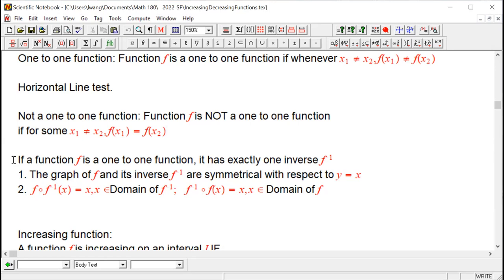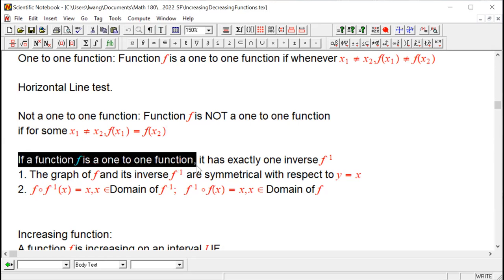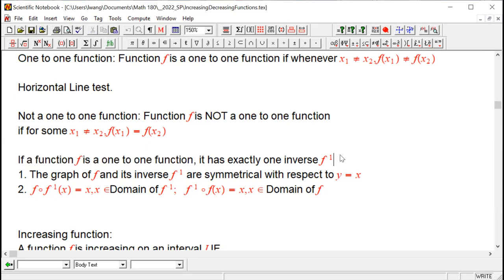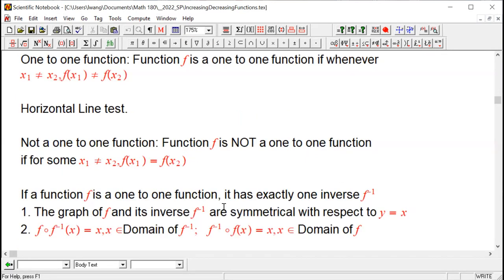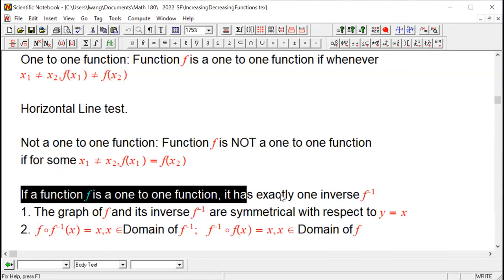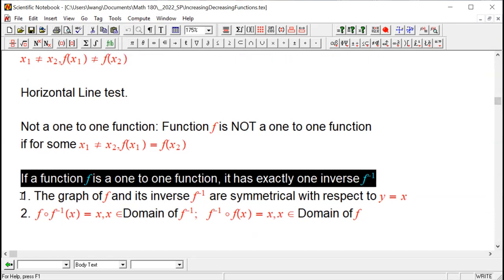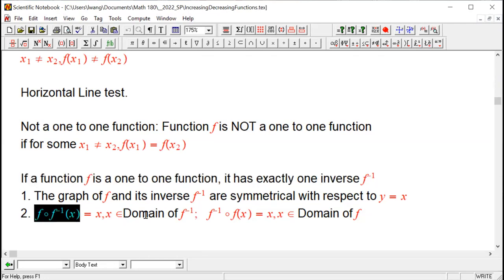If a function is a one-to-one function, we know that it has exactly one inverse. How many? Exactly one. We don't have more than one. So every one-to-one function has exactly one inverse. We discussed the graph of the inverse, and we have also discussed the composition of a one-to-one function and its inverse.